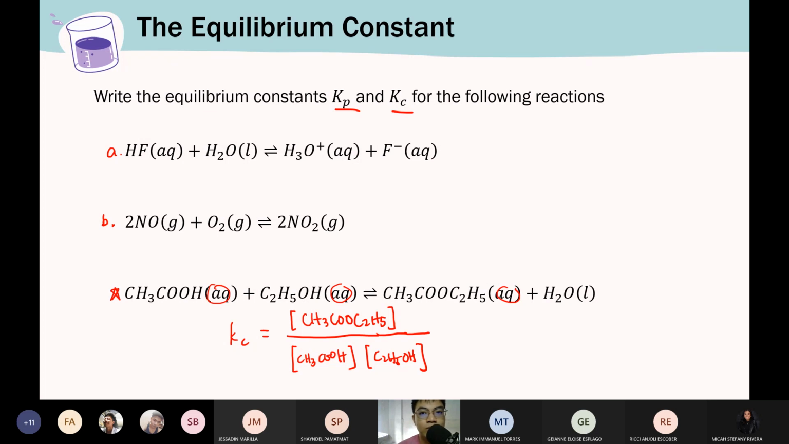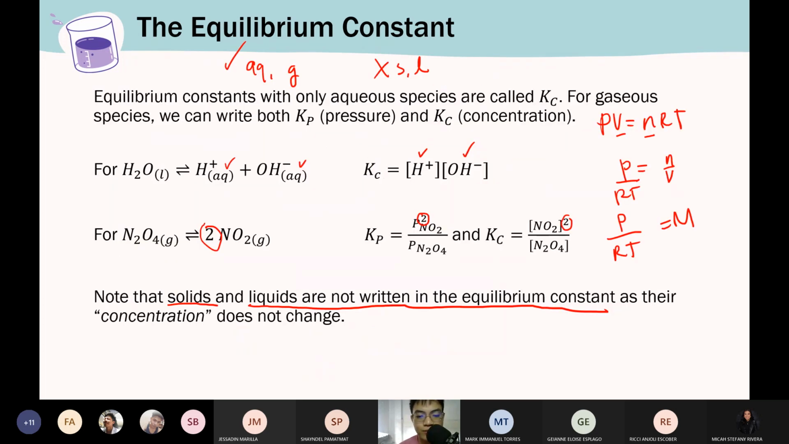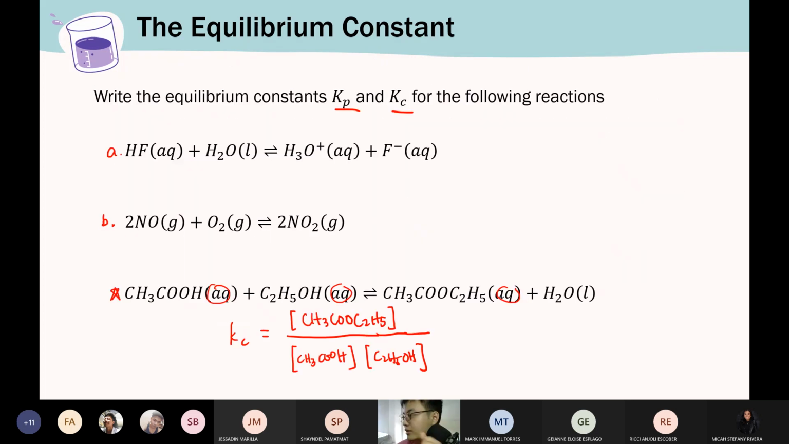Kapag may solid or liquid, burahin mo na lang. And then, if you have aqueous only, then you can write Kc. Pero if you have gases, there are two versions. You have your Kp and the Kc. Ano lang gagawin mo kapag Kp? Instead of using square brackets, you use letter P. Okay, lagyan mo lang ng P sa harap to indicate the pressure.